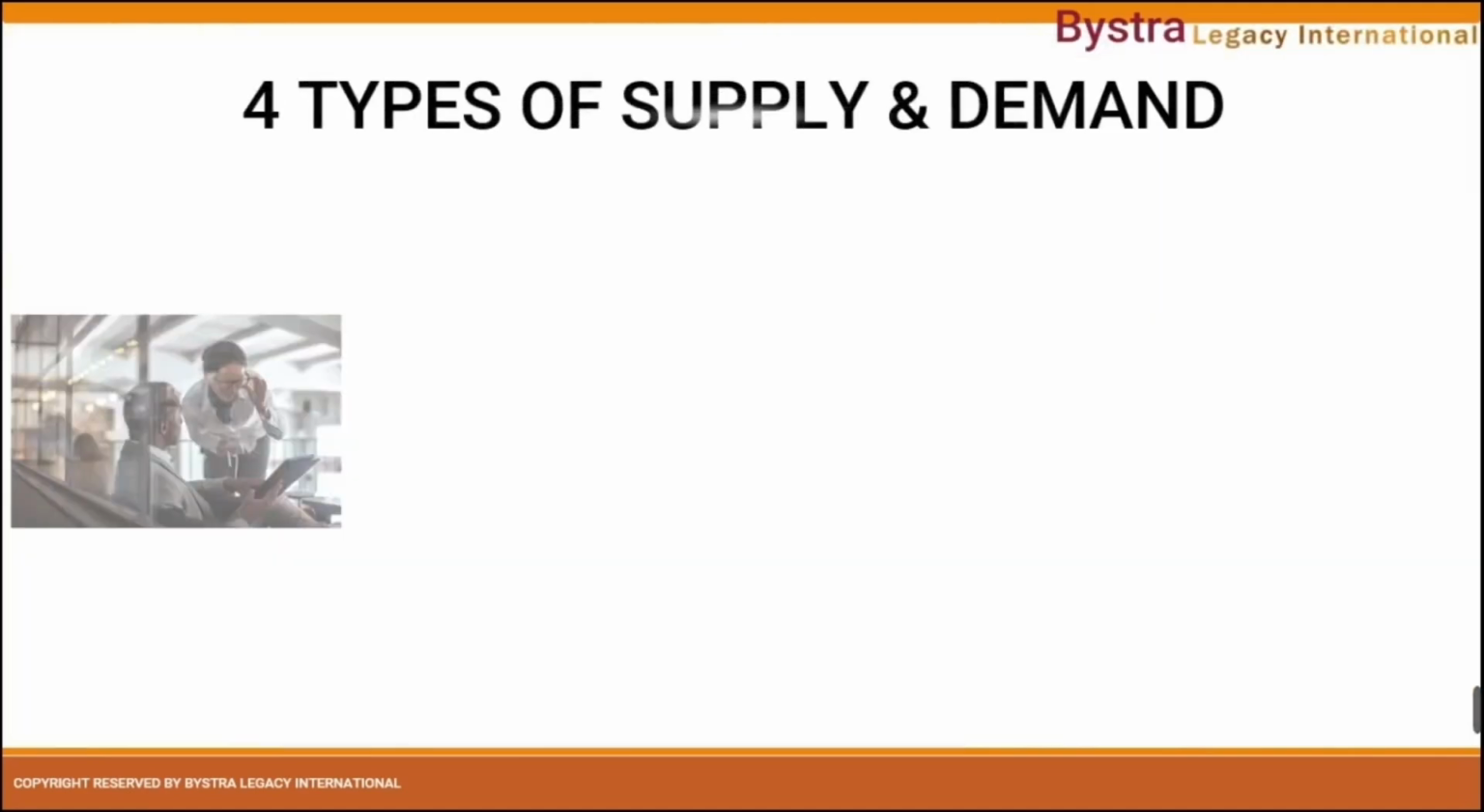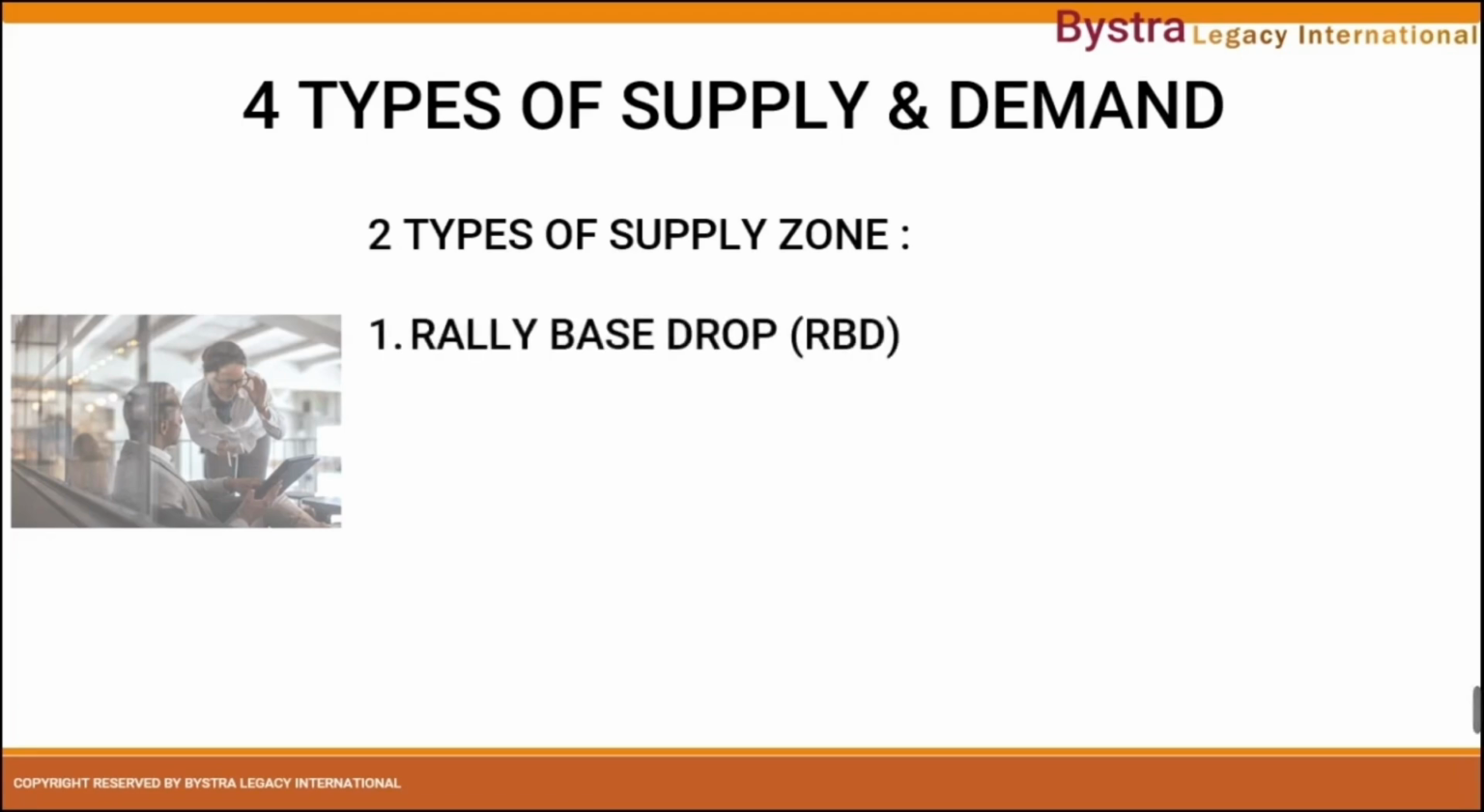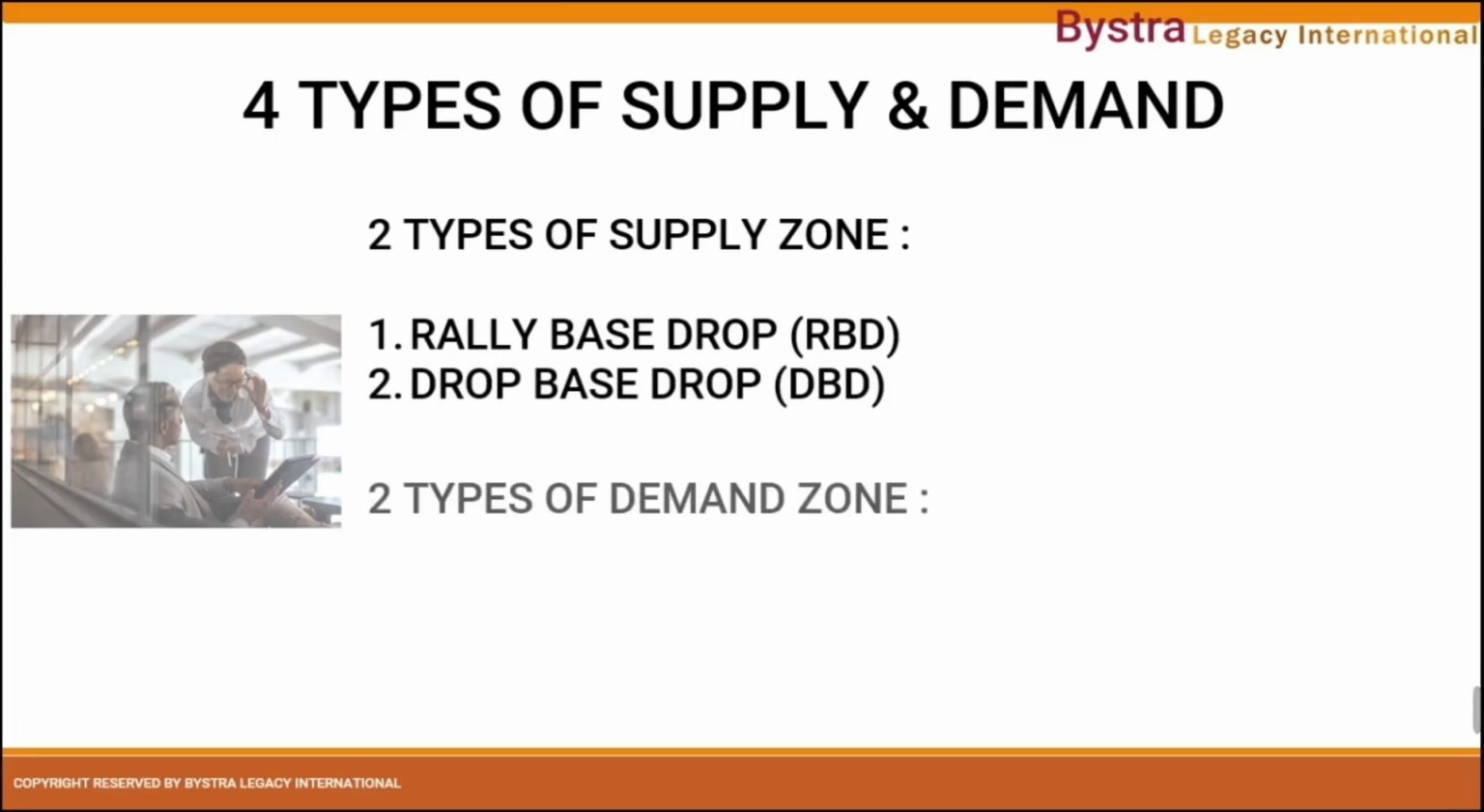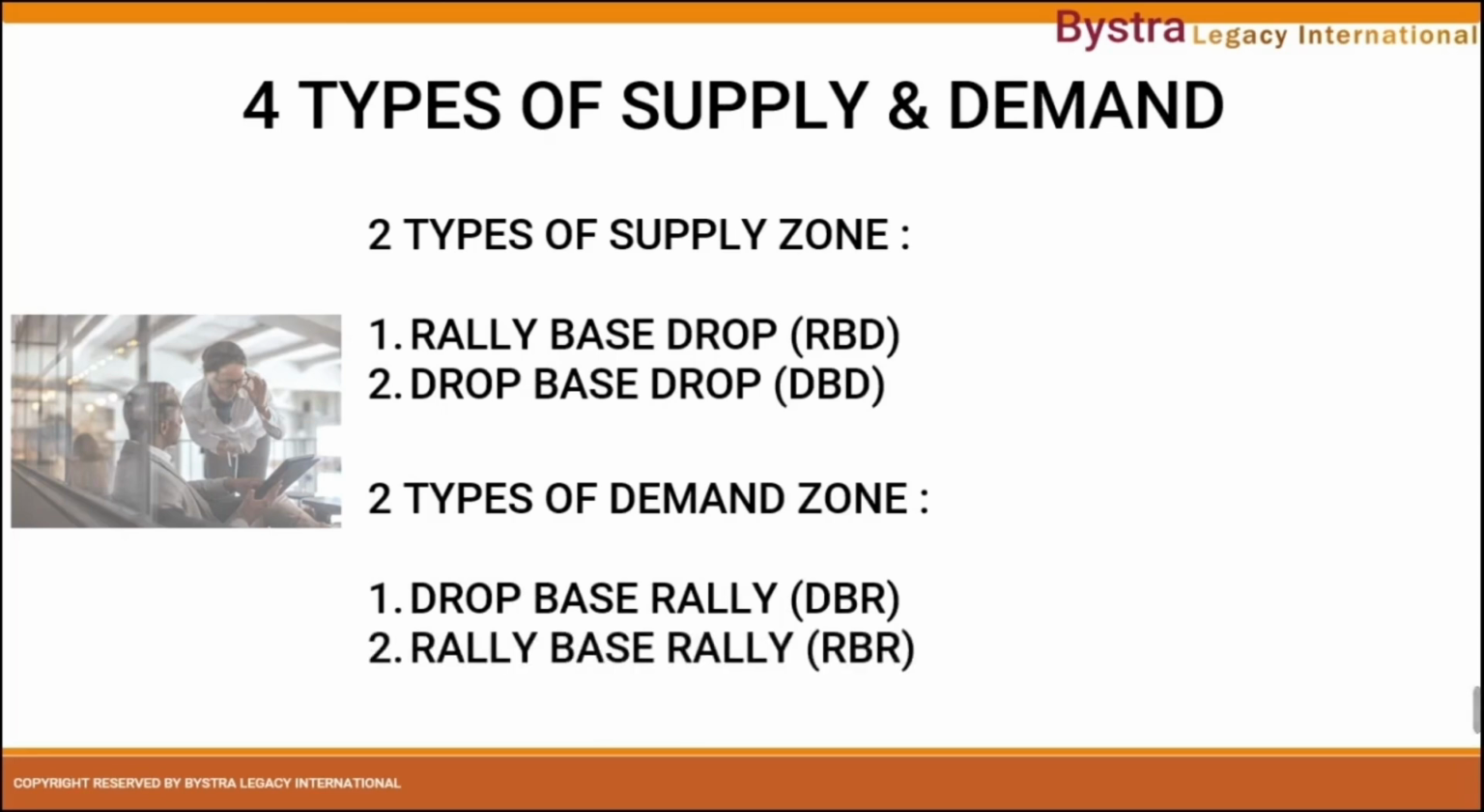Next, let's have a look at the types of supply and demand. There are 4 types of S&D, 2 of which are supply zones. Supply zone consists of 2 types, which are the rally base drop and also the drop base drop. The other 2 types are demand zones: the drop base rally and also the rally base rally. I will show you a few examples later on. Most important, guys, you have to remember these 4 types of supply and demand.